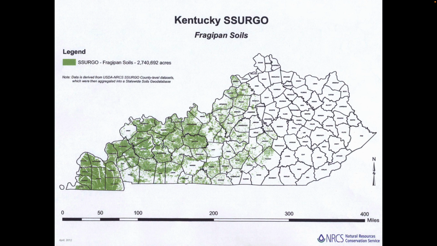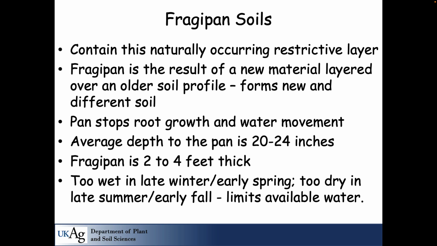Kentucky maps these soils. Again, they're predominantly found in western Kentucky, but they creep into the eastern part of the state. Naturally occurring, it is not formed by tillage or anything like that. It's the result of new material that was layered over an older soil profile, and it formed something different. The pan stops root growth, and water movement is limited. Depth of pan is 20 to 24 inches, and the fragipan itself is 2 to 4 feet thick, and you can't tile through it.